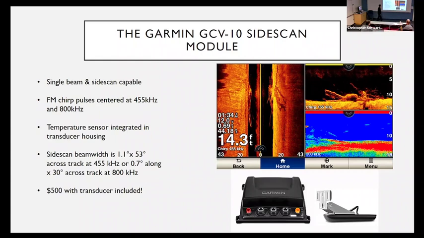So if you take a look, this is the processor enclosure for the system. And on the front of that, there's a 3-port Ethernet hub. That's because modern sounders generally communicate using an Ethernet protocol that's proprietary to the manufacturer.